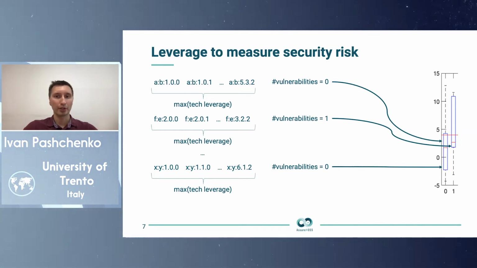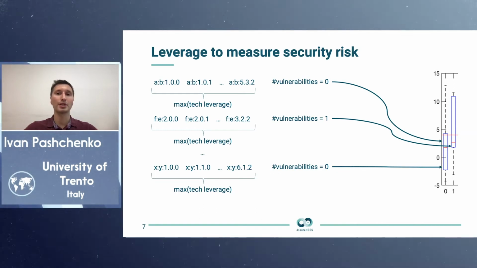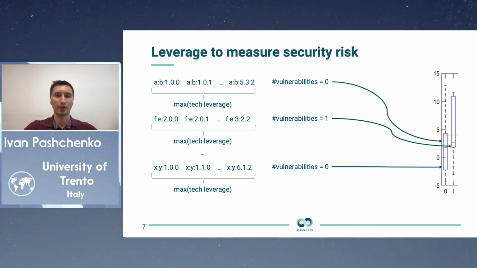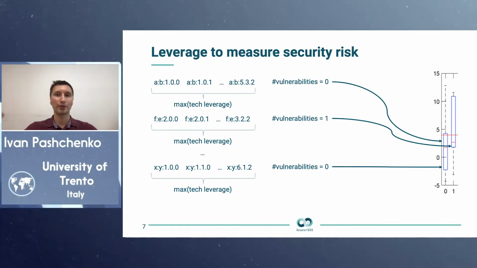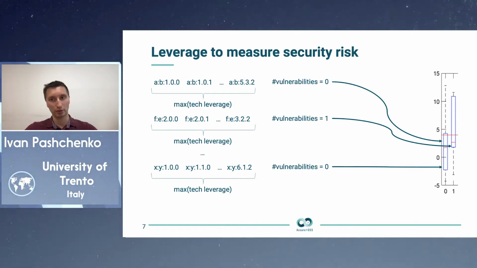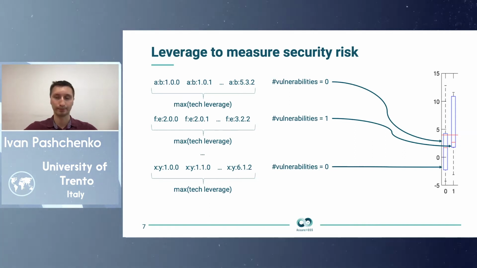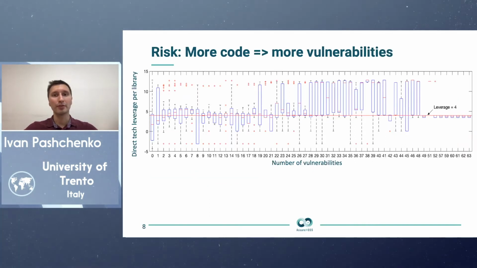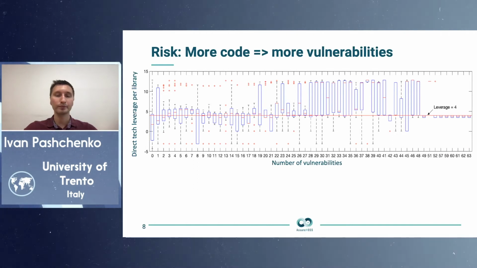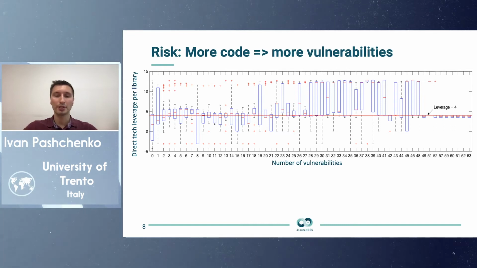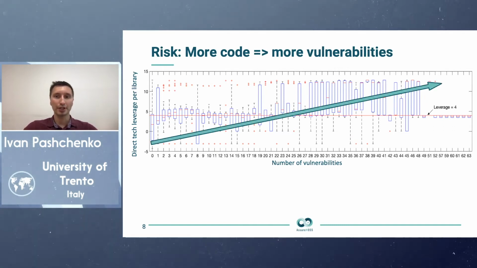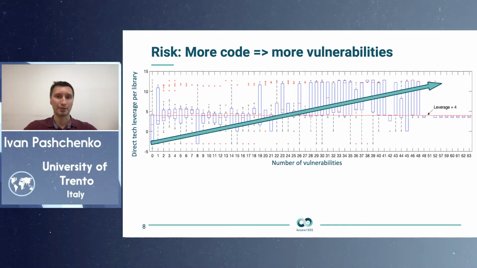Then we grouped the leverage by the number of vulnerabilities and plotted leverage distributions for the libraries with a certain number of vulnerabilities. For example, we plot a box plot for the libraries that have 0 vulnerabilities. Then we plot another box plot for the libraries with 1 vulnerability, then for 2 vulnerabilities, and so on. As a result, we receive the plot shown on the slide. If you just look at this plot, the pattern is clear: as leverage increases, so does the number of vulnerabilities.